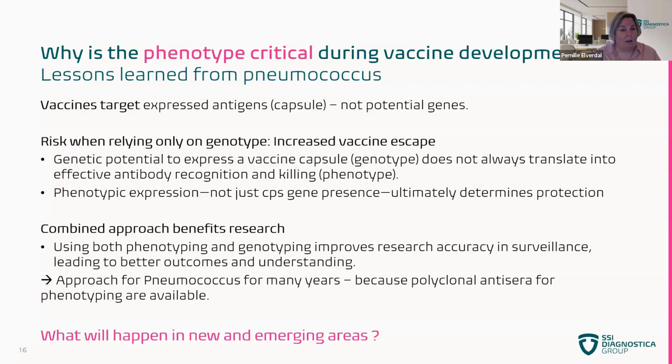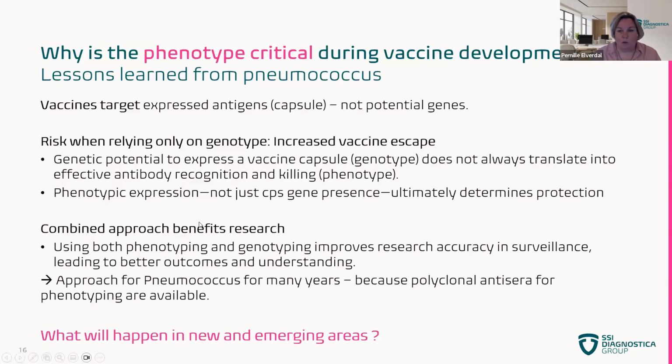You can say this has been the approach within pneumococcus for many years, because here you already have the polyclonal antisera for the phenotypic method available, so it makes it easy to do your phenotypic method along with your genotypic method. But what happens when we look into new and emerging areas?